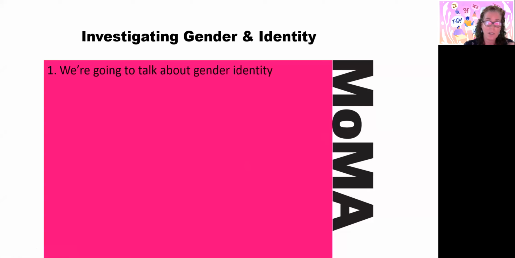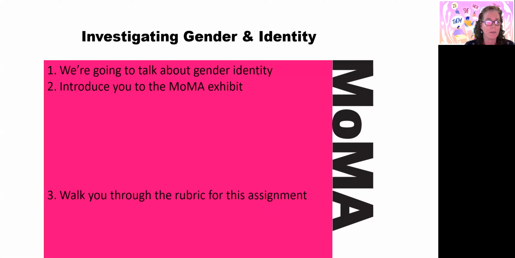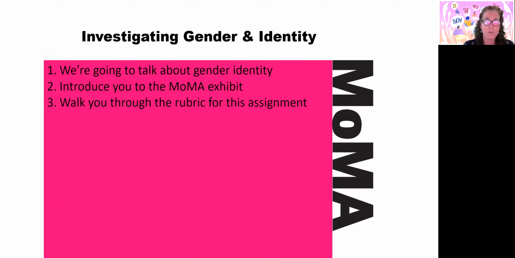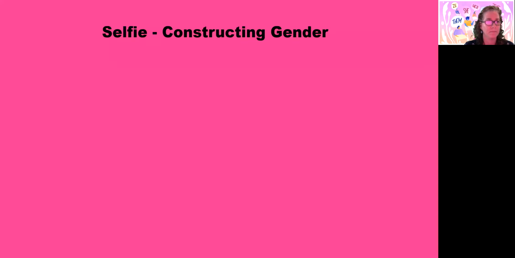So we're going to talk just very briefly about gender identity. I'm going to introduce you to the MoMA exhibit, and I'm going to walk you through the rubric for this assignment, and then I'm going to show you an example of how to do a video or how to set up your video schema.